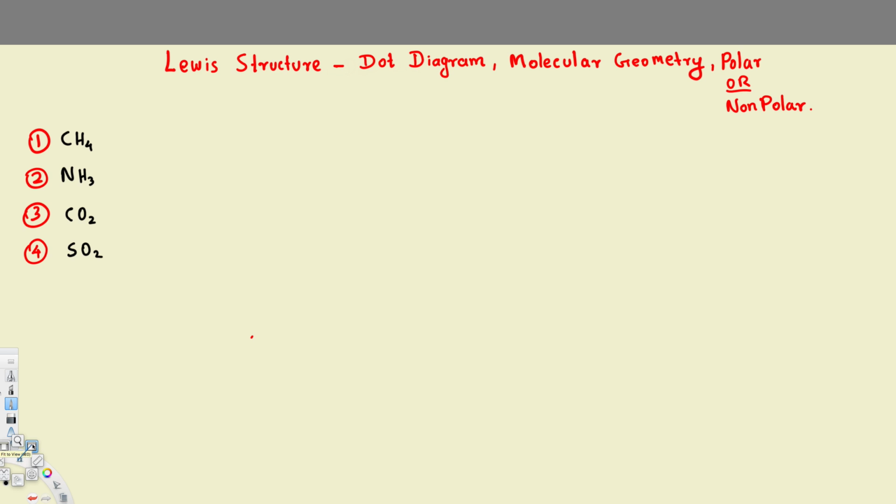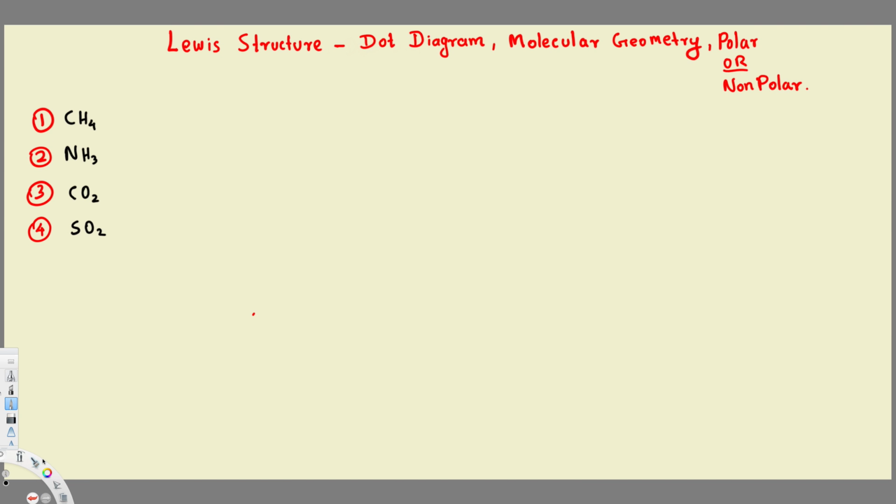Going on, guys. Let's draw the Lewis structure and analyze these molecules right here. So let's begin with CH4. First, CH4, right? To draw the Lewis structure we have to know the total valence electrons. So let's count it.